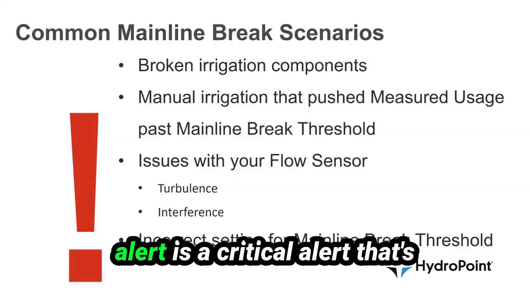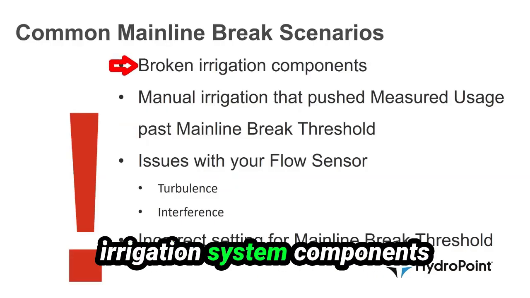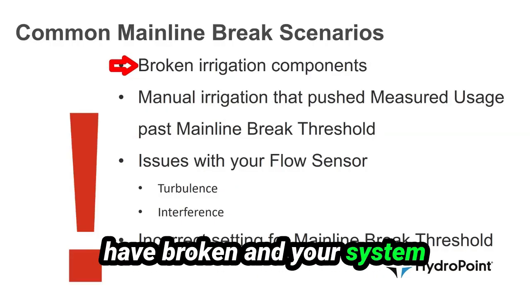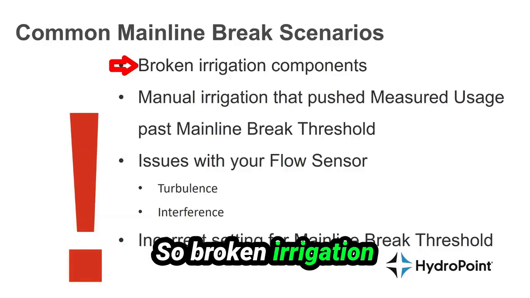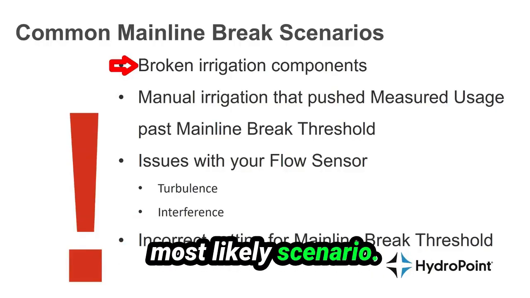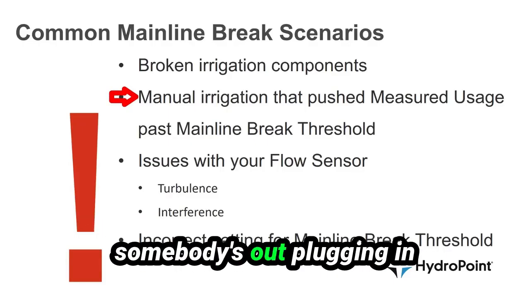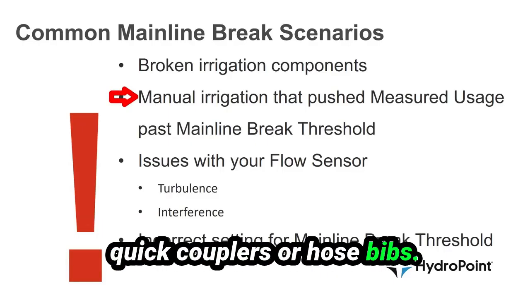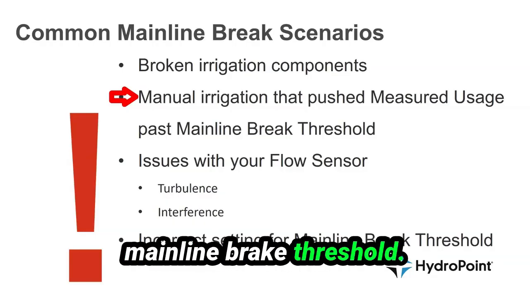Now, the mainline break alert is a critical alert that's designed to tell you that your irrigation system components have broken and your system is using more water than it was ever designed to use. So broken irrigation components are the most likely scenario. However, if you have manual irrigation on that system and somebody's out plugging in quick couplers or hose bibs, that can easily push the measured usage past the mainline break threshold.